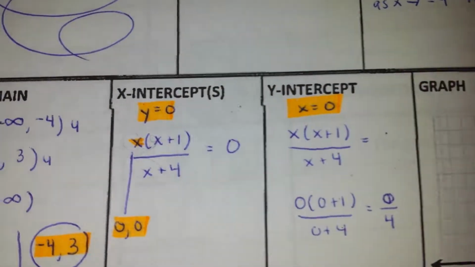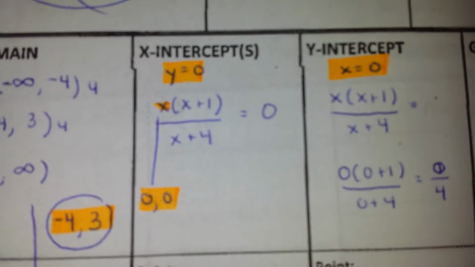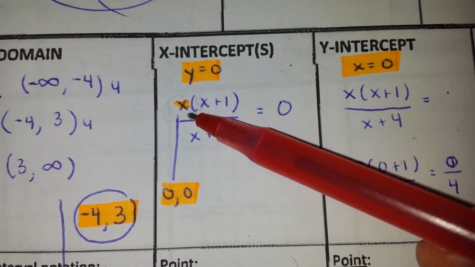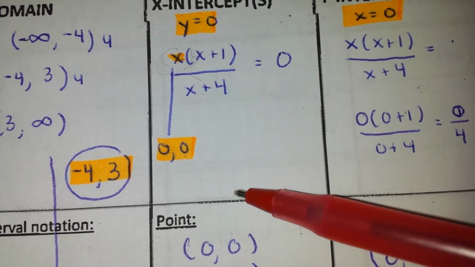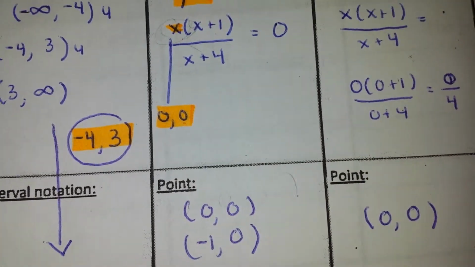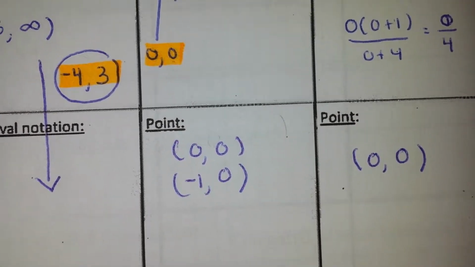So yeah, and x-intercepts, y equals 0. Here we are working with the top. Since there's an x on the outside, we automatically know one of our points is going to be (0, 0). Then we're left with x plus 1 equals 0, and obviously that turns into negative 1, 0. So those are our two points.